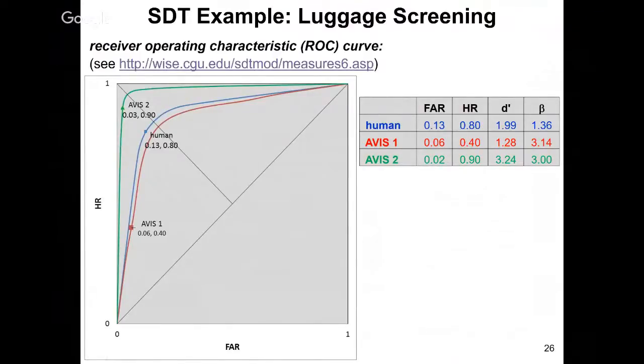Which line is the best? I mean, which one performed the best according to this curve?